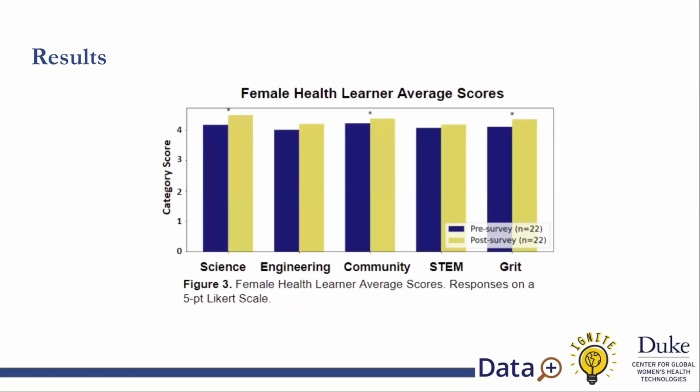And then we also had our female health learner average scores. These are middle school females in the health program specifically. We saw that their science, community, and grit scores increased significantly.